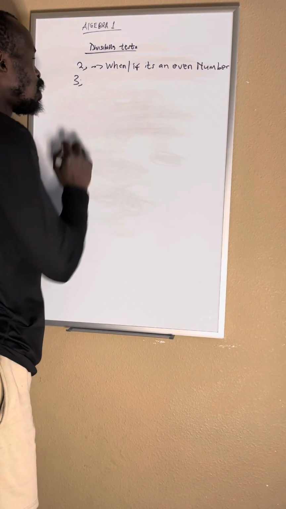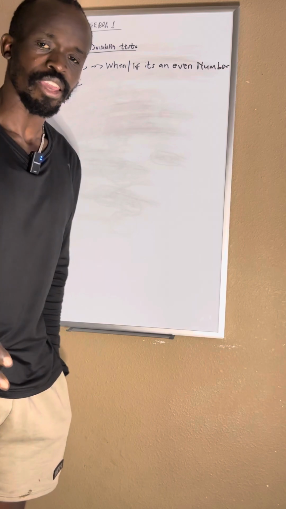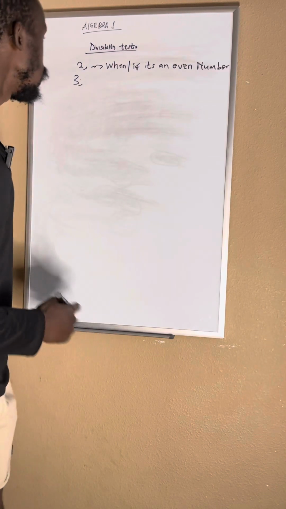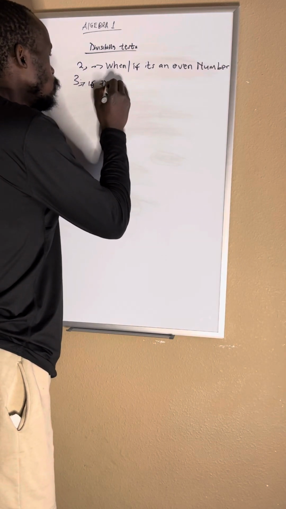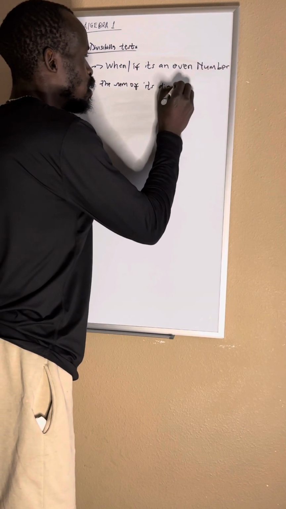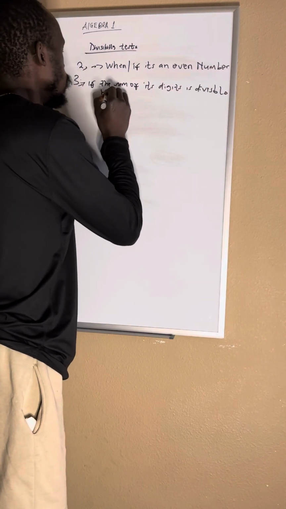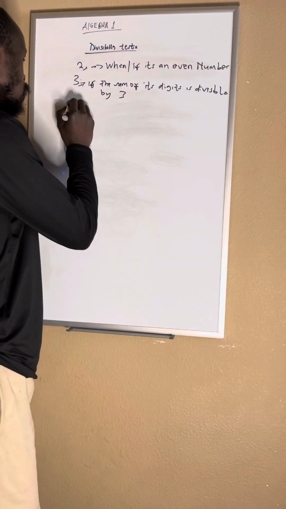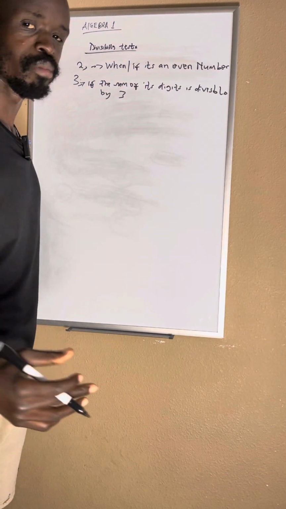Now, the divisibility test of 3. A number is divisible by 3 if the sum of its digits is divisible by 3. How do we know this? 3 is divisible by 3. Now, let's go further to big numbers.